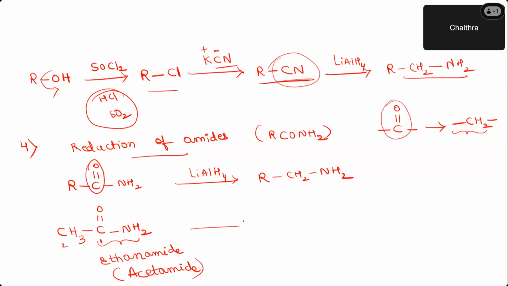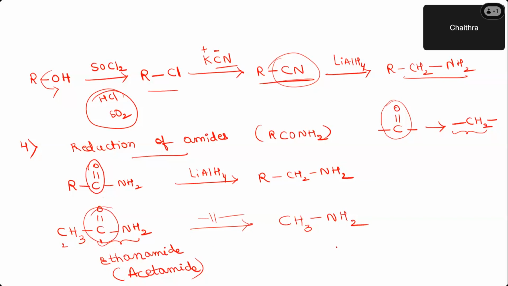Now, can you tell me the product? Any reducing agent, you take sodium in ethanol or lithium aluminum hydride, and tell the product. You start the reaction with acetamide or ethanamide. What is your ending product? It is CH3NH2. Very simple, right? You just reduce this group into CH2. Got it? Any doubts?